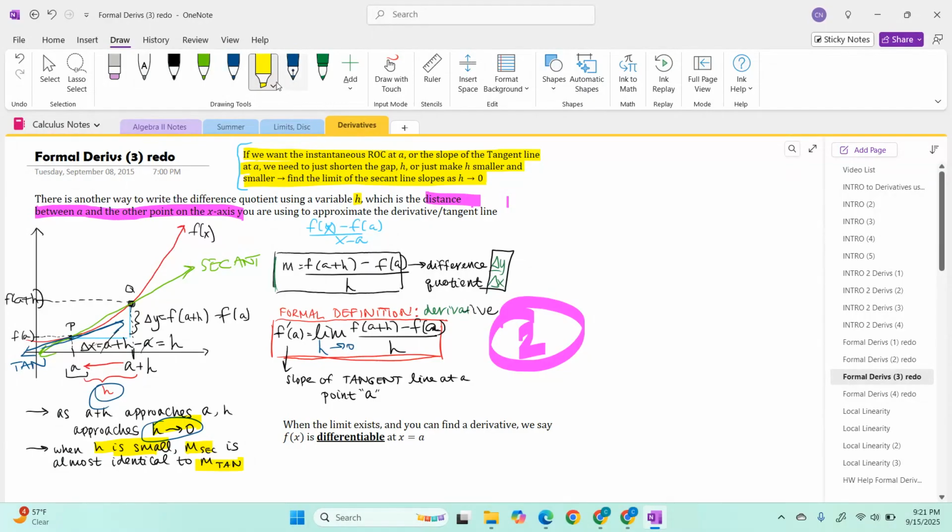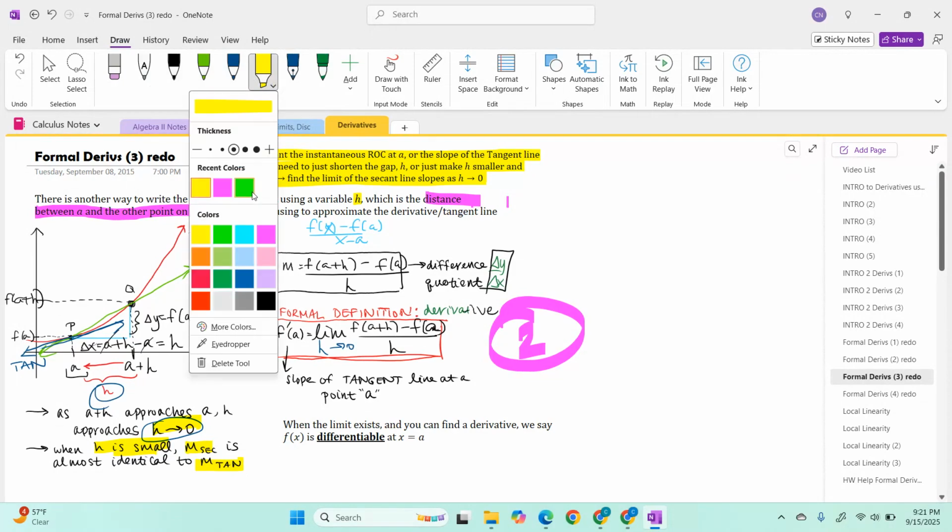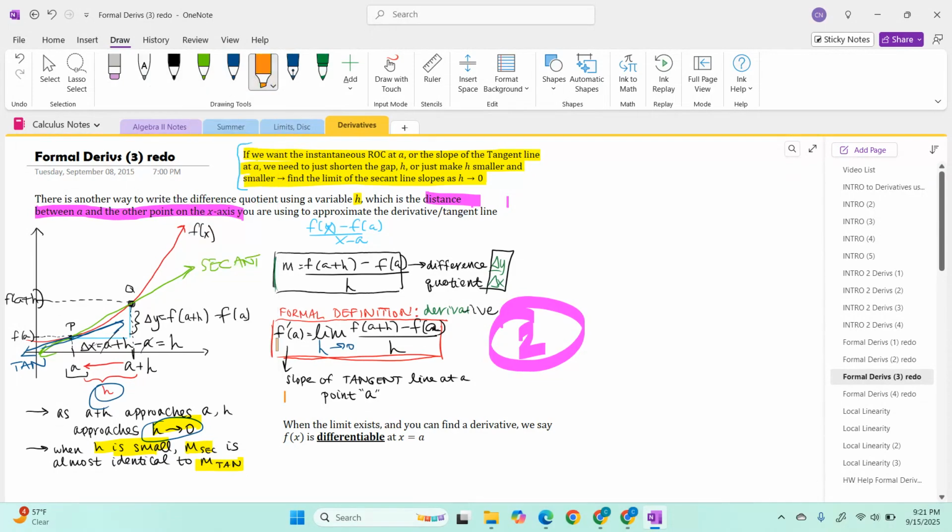Here is another vocab word for you, and that is the vocab word differentiable. So we already talked about f prime of A, and how f prime of A is the slope of the tangent line. If this limit exists, and when I say the limit, I mean this limit, meaning you can find a derivative, we're going to say a function is differentiable. So that we have difference quotient, you have differentiable, you have your formal definitions of derivatives. There's a lot of notation and vocab coming your way right now. So differentiable means you can do the derivative at a certain point.